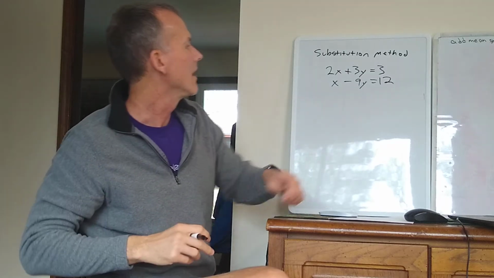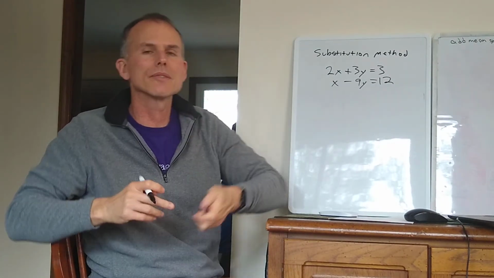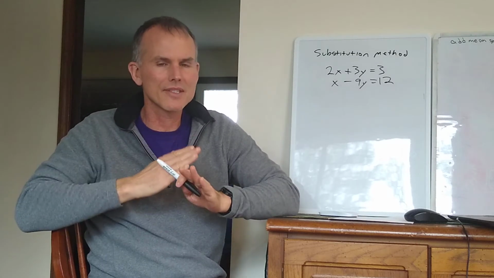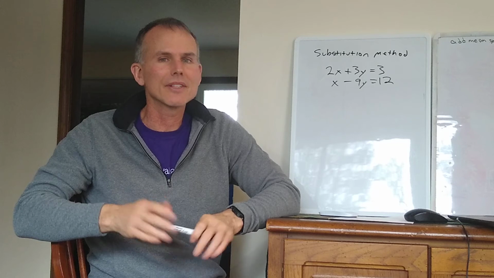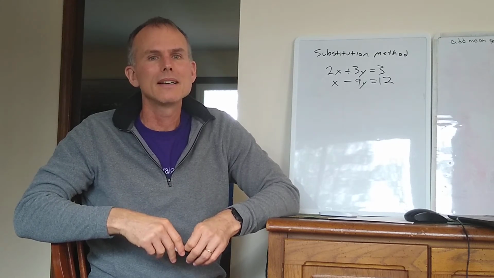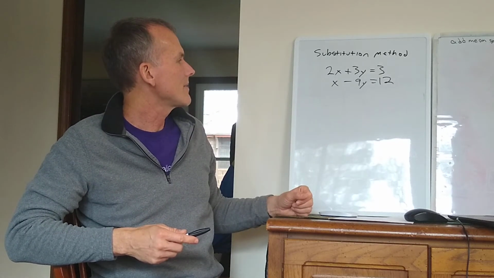Okay, so we have a system there, two equations, each one has two unknowns. I could represent that graphically and try to figure out where the two lines intersect. I might have good luck. I might be able to figure it out, but more than likely, I probably wouldn't. So what we're going to do is we're going to use an algebraic method called the substitution method.